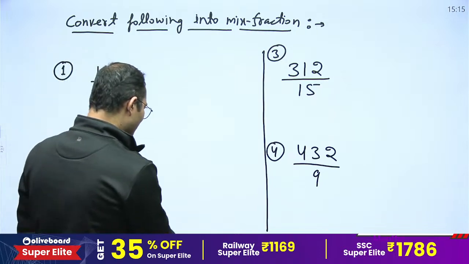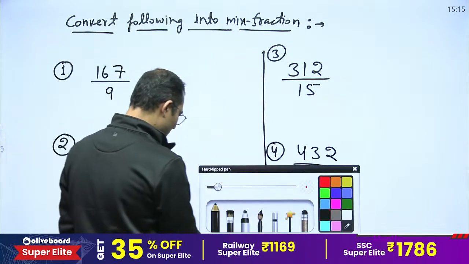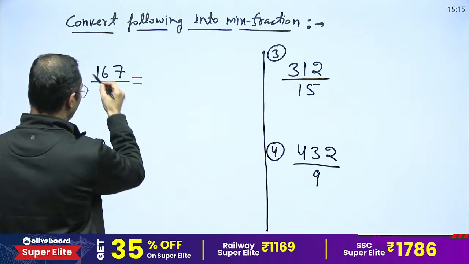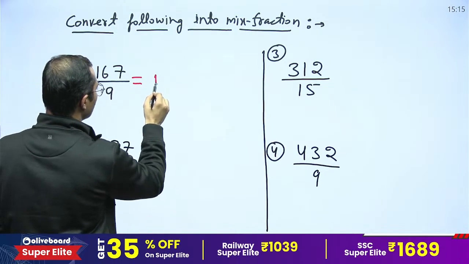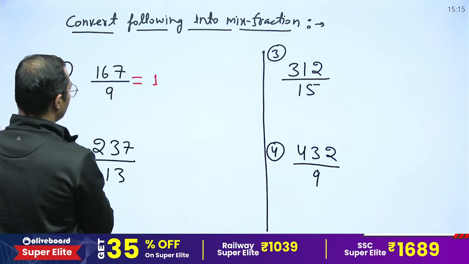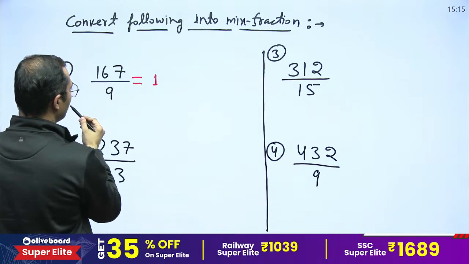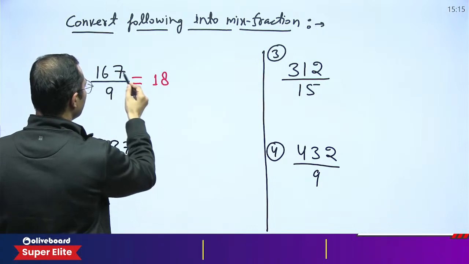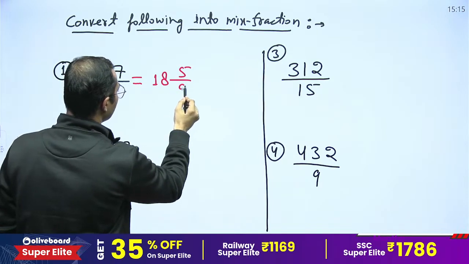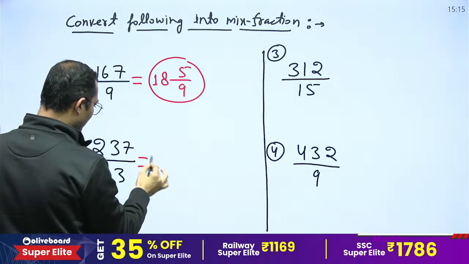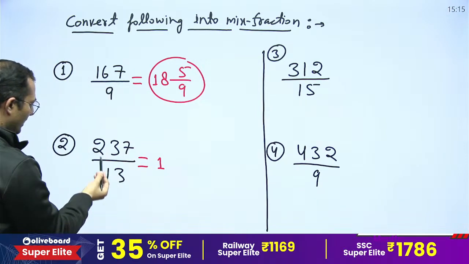So you can say that this is a very small task. We can do this. Just divide it. Divide by 9: 9 ones are 9. How much is left? 7. So 9 eights are 72. 5 by 9. Yes, directly you can write it. So 13 ones are 13.